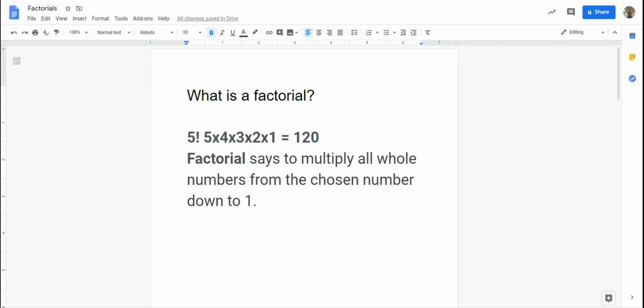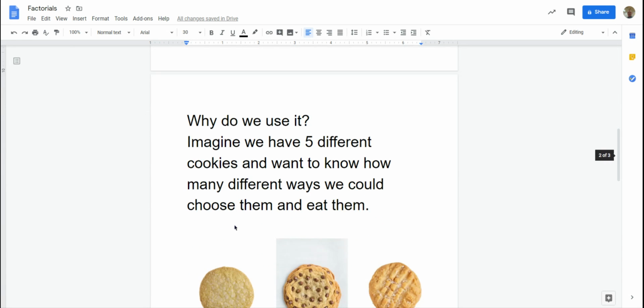Now, this is a very elegant system because we take this whole basic concept and we shrink it down to one symbol. So again, if I write 5 factorial with the exclamation point, it means to start at 5 and go down to 1, multiplying. So then why would we ever use this?